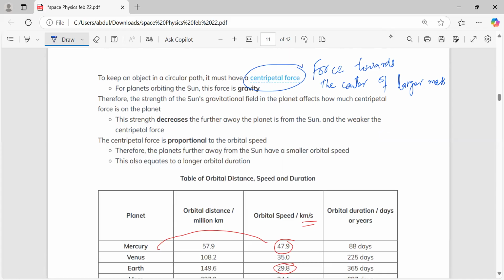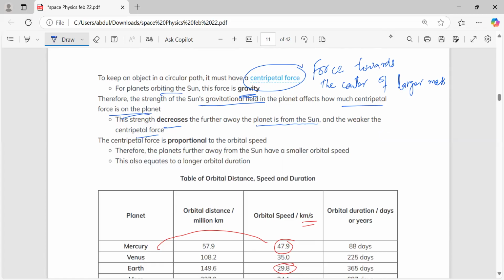And in the case of earth revolving around the sun, gravitational force will be providing the centripetal force, which is always toward the center of the sun. So for planets orbiting the sun, this force is the force of gravity. Therefore the strength of the sun's gravitational field affects how much centripetal force is on the planet. The strength decreases the further away the planet is from the sun, and the centripetal force is weaker.